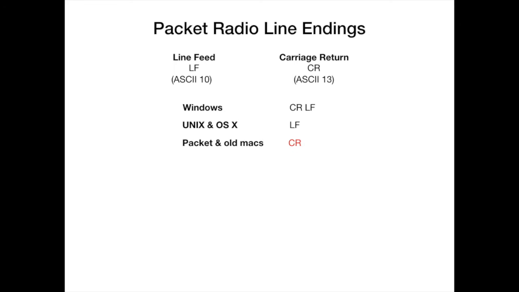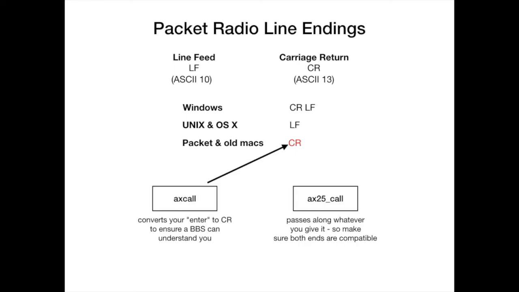Back in the 80s, when packet radio was invented, before all these newfangled computers existed, by convention, they used this third option, a single carriage return at the end of each line. To this day, if you connect to a packet radio BBS or mailbox or something like that, it expects to receive a carriage return every time you press enter. The AXCall program that I showed first is designed to handle this. Even though I'm using a Unix system, whenever I press enter, it will automatically change it to a carriage return before transmitting it on the radio.